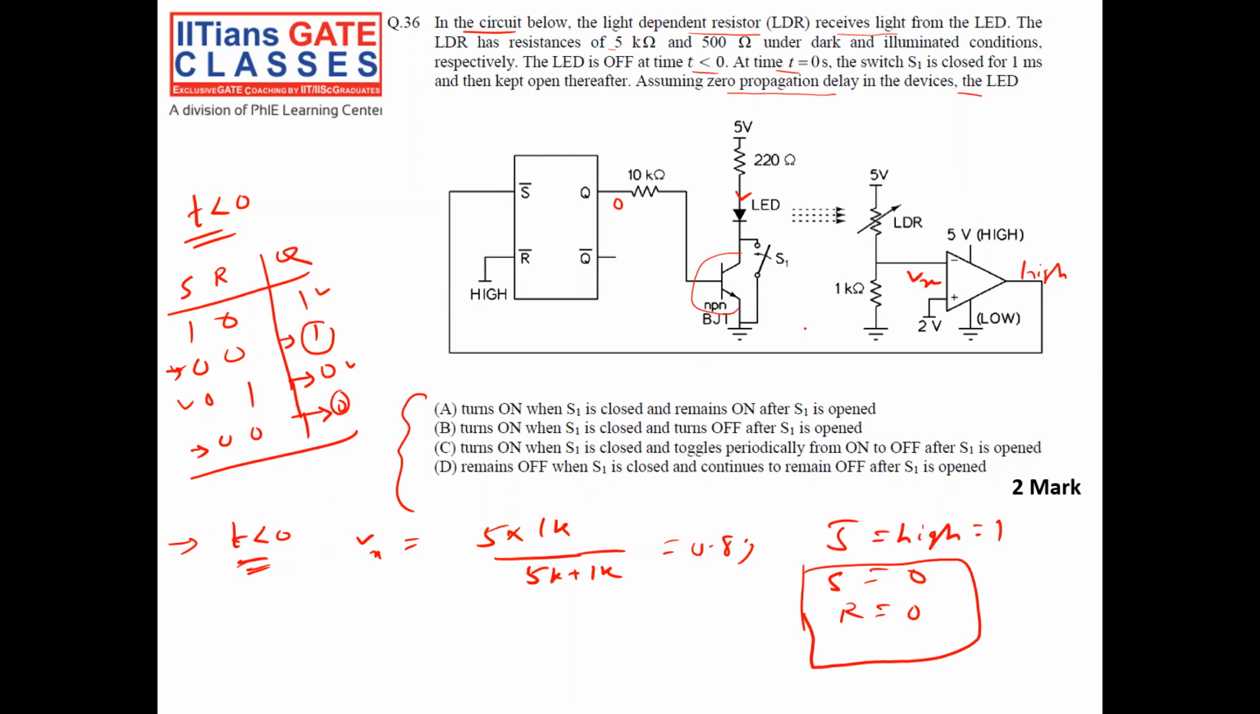For t less than 0, I have my Vx is 0.8 volt, SR is 0 and 0. So 0 and 0 can give me my output 0. If previously my output is 0, you can assume the output is 0. So light is off. So this is the condition for t less than 0. I am repeating, the diode is off, transistor is off, the output Q is equal to 0, S and R are 0 and 0. This is all for t less than 0.